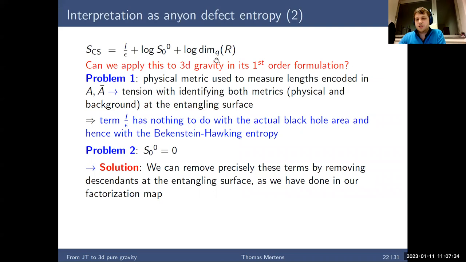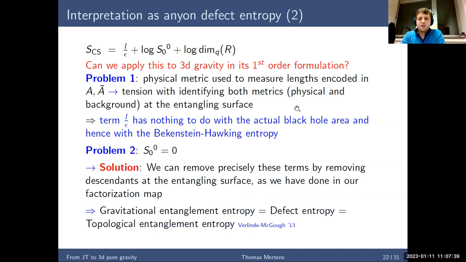So the interpretation that we can provide with this is that our gravitational entanglement entropy matches this anyon defect entropy that people study in topological quantum field theory. And it also matches with the topological entanglement entropy. So it's just log dim R, log dim QR.